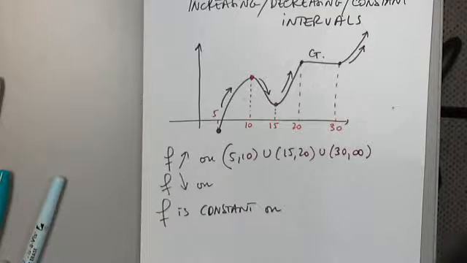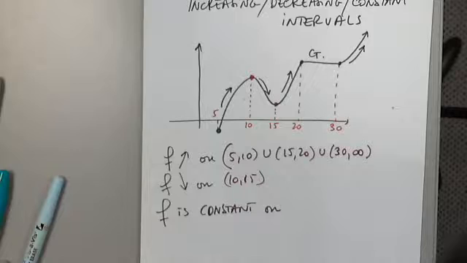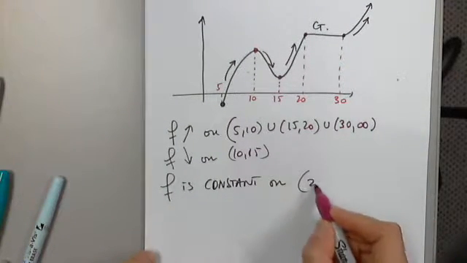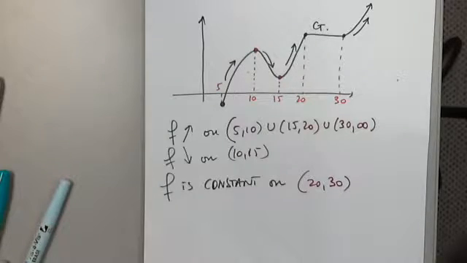We were asked to find the intervals on which the function is increasing. Now, can anyone give us the interval or intervals on which the function is decreasing? 10 comma 15. Again, this is only the x that represents that trend. Okay. And the function is constant on. Very good. We keep all these with parentheses, no matter what. It's just the trend. Good.